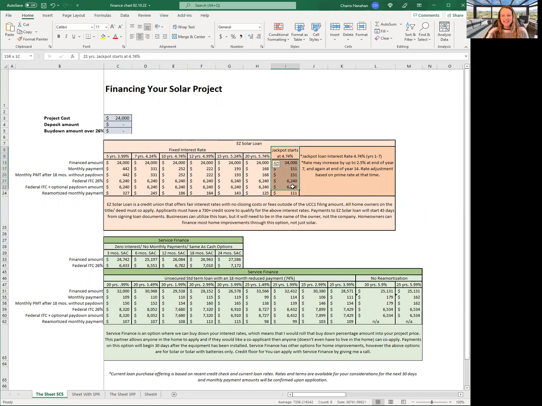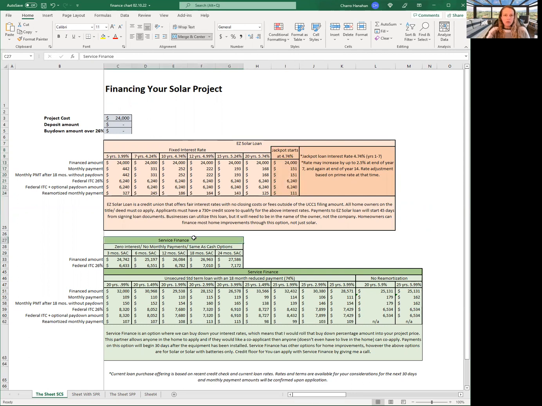However, this is a jackpot loan. It's a little bit different. I love the product, not necessarily the name, but it starts at a much lower interest rate, and it has a rate adjustment at year 8 and then again on year 15. That is based on what the prime rate is at that point. It can only go up by 2.5%, and it could not go up at all. So around year 7, you want to keep an eye on what the prime rate is at. And if it's too high, then you might want to refinance the loan to get out of this.